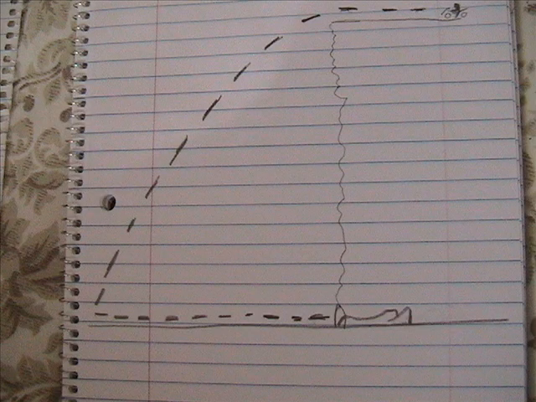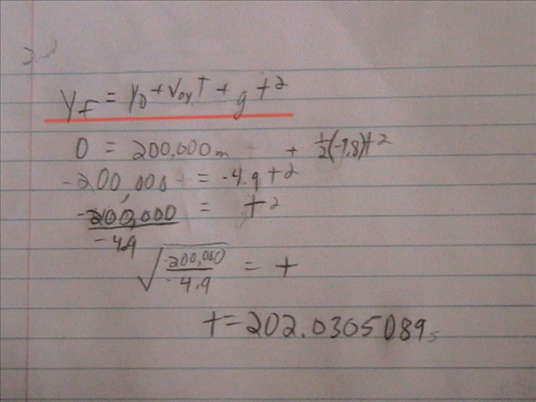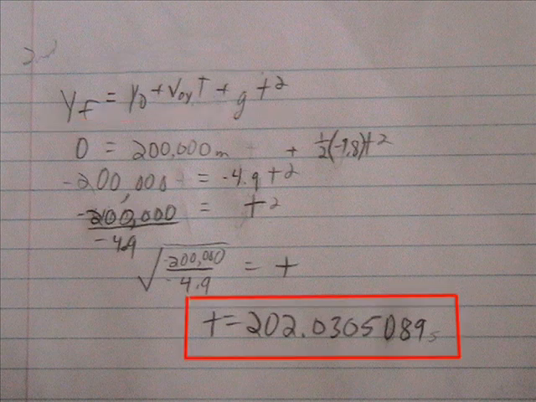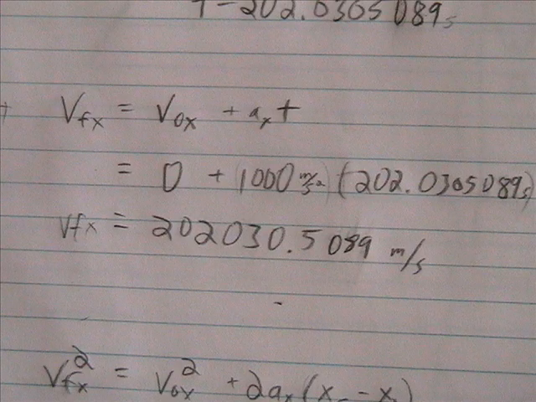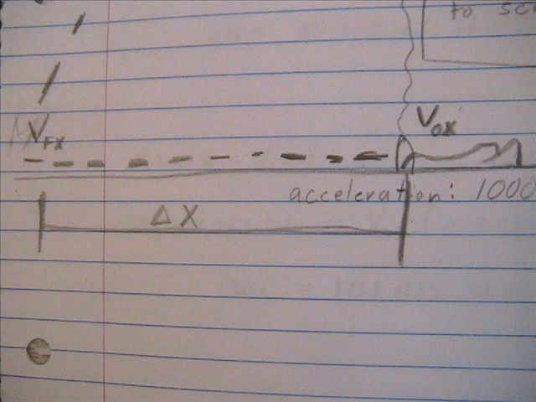Right. So first we found how long it takes Batman to fall using the second kinematic equation, which comes out to 202.0305089 seconds. Then we use that in the first kinematic equation to find out the final velocity of the Batmobile, 202,030.5089 meters per second. So we know that the acceleration of the Batmobile is 1,000 meters per second squared.